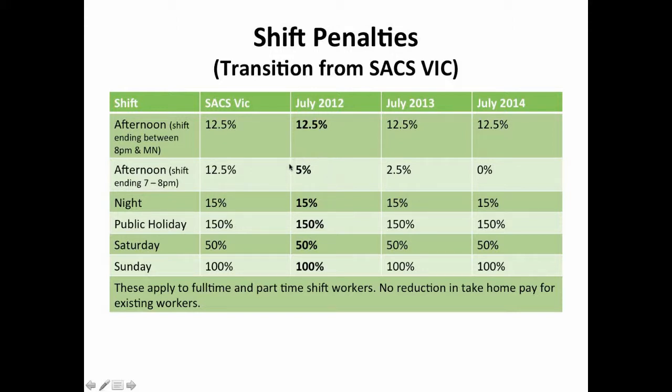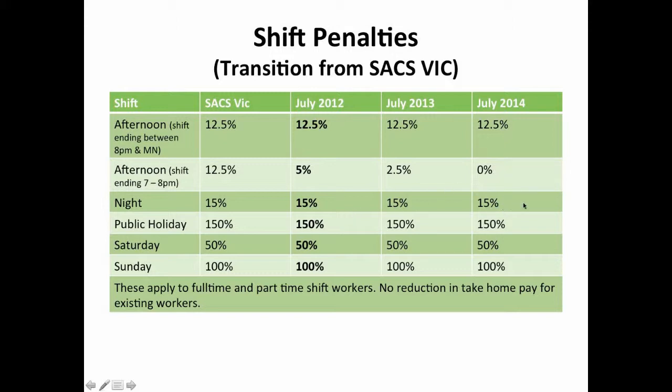However, we moved down and phased them out. So from July last year, you would only apply a 5% loading to that particular hour, but you would continue to pay the shift loading for any time between 8 p.m. and midnight. From July this year, that 5% will phase down to 2.5%. And then you can see from July 2014, it'll be only the Modern Award provisions that apply, which is the 12.5%, and that hour of loading will no longer apply.